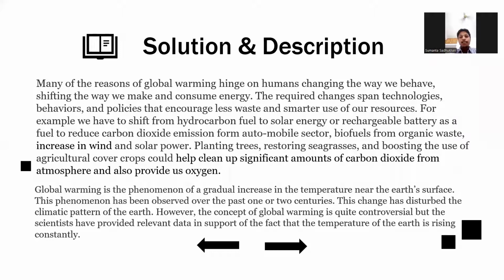Global warming is the phenomenon of a gradual increase in the temperature near the Earth's surface. This phenomenon has been observed over the past one or two centuries. These changes have disturbed the climate pattern of the Earth. However, the concept of global warming is quite controversial, but scientists have provided relevant data in support of the fact that the temperature of the Earth is rising constantly.